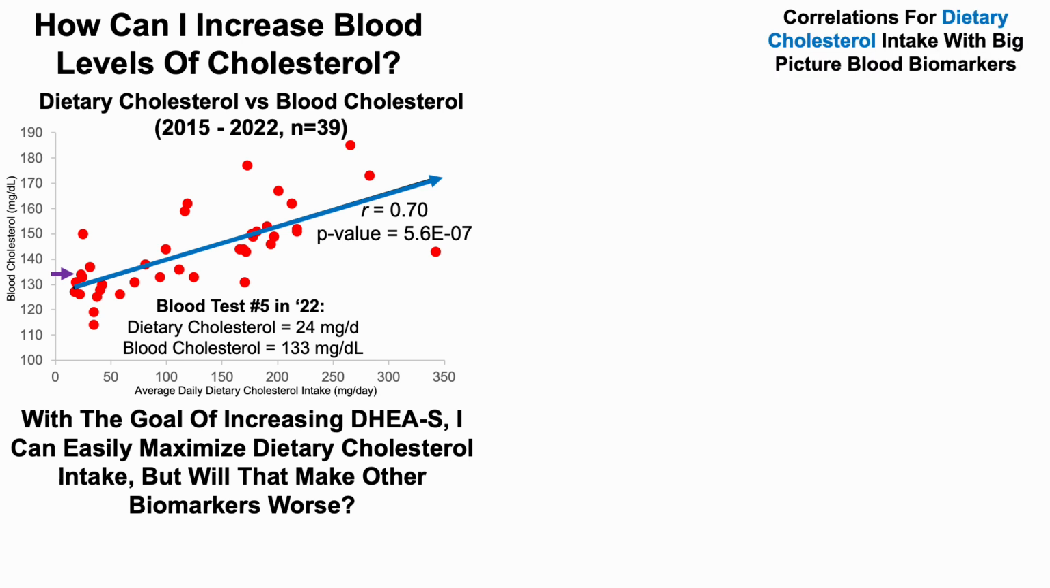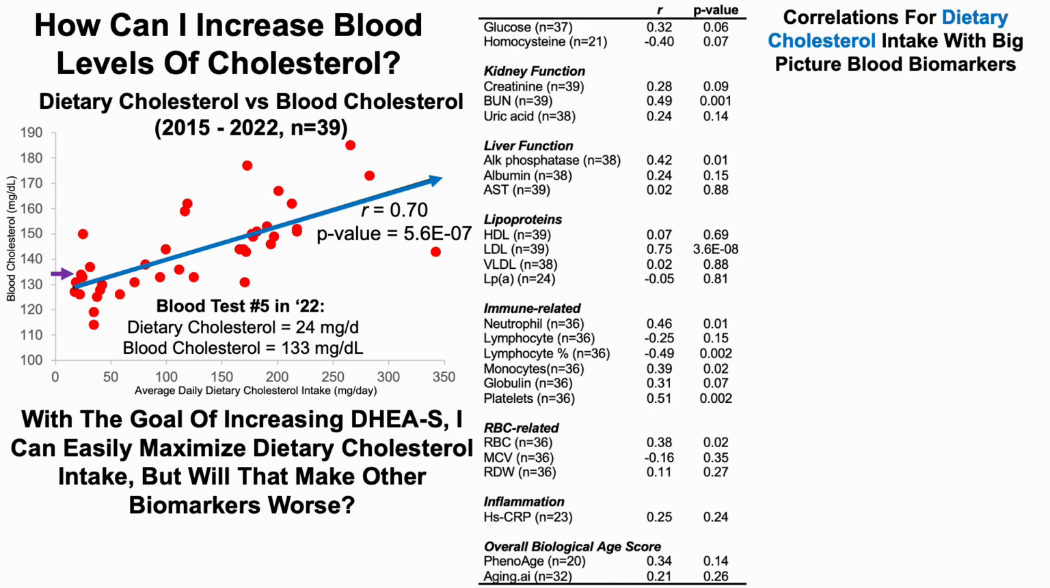So here we're going to see correlations for dietary cholesterol intake with big picture biomarkers. And for those who may not have seen this analysis on my channel, I'll just run through it real quick. These big picture biomarkers represent many biomarkers of organ and systemic health, including glucose, which should be in any anti-aging approach, a marker of methylation, including homocysteine, 3 markers of kidney function, 3 markers of liver function, all the major lipoproteins, HDL, LDL, VLDL, and lipoprotein A, immune-related cells, and the proteins, including globulins, red blood cell related measures, a marker of inflammation, high sensitivity C-reactive protein, and overall biological age scores indicated by Levine's PhenoAge and aging.ai.